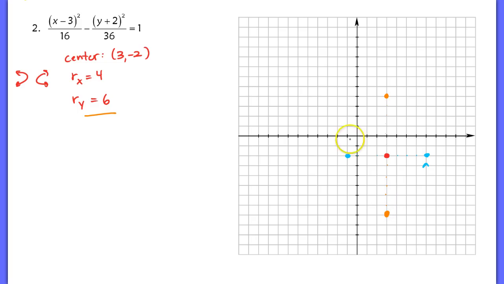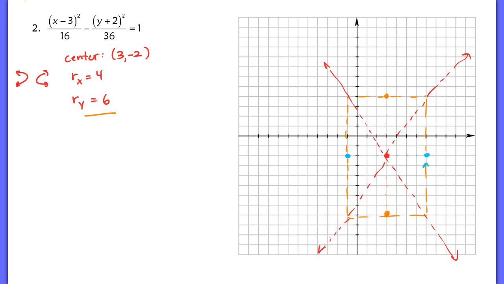Now for this box, let's connect these coordinates here. And we can draw in the asymptotes. So I would definitely expect you to be a little bit neater than what I'm doing right now, because I can't put a ruler on my computer. Okay, so there's the asymptotes.